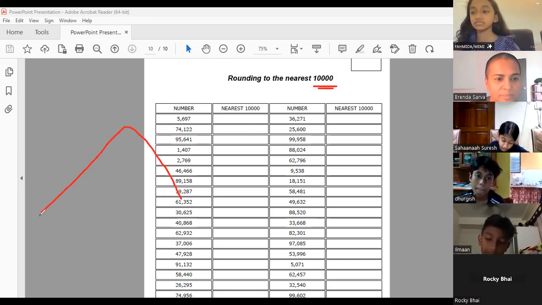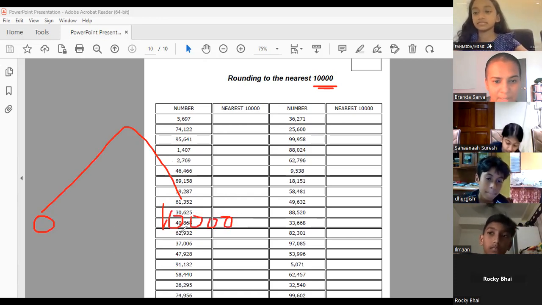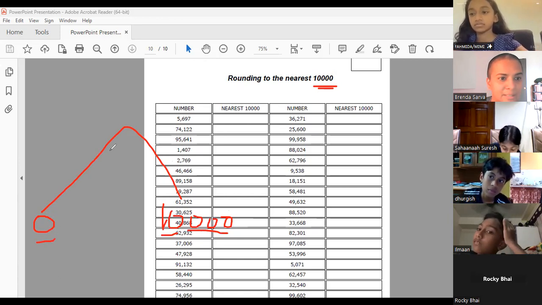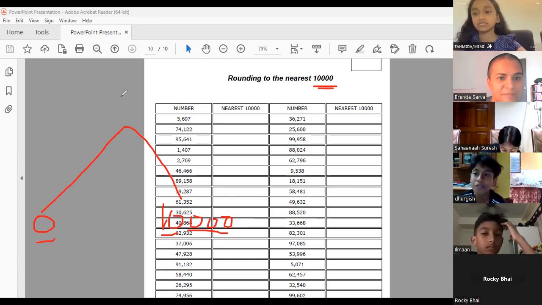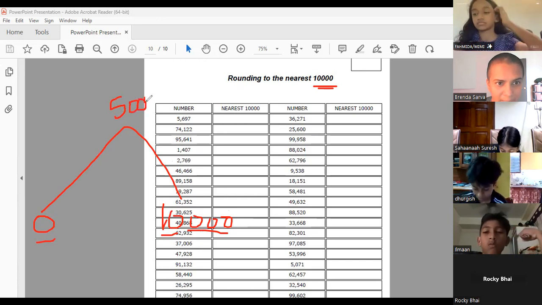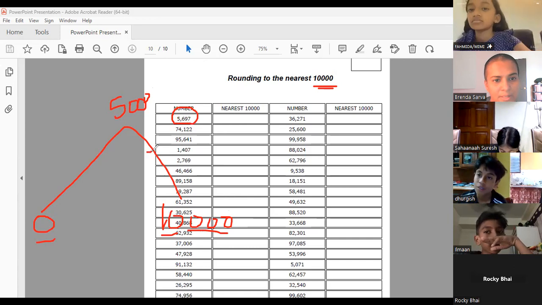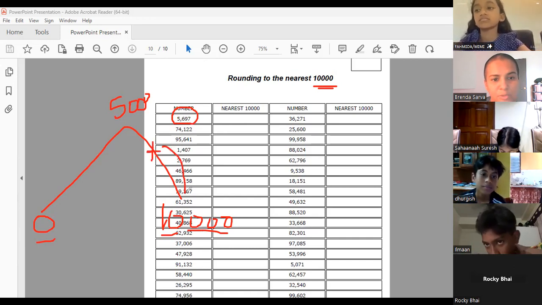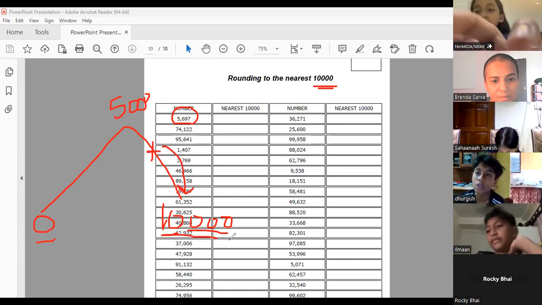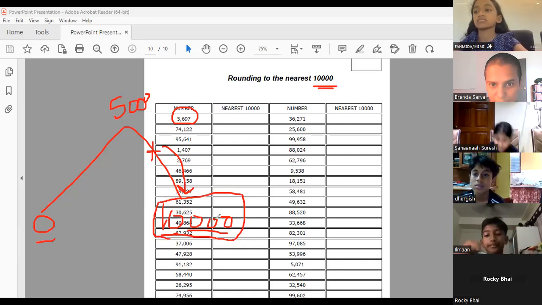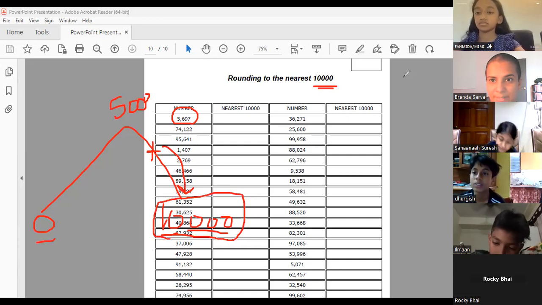So the first hill will be 0 to 10,000. This is 10,000 and this is 0. In the middle would be 5,000. Where is 5,600? Here. So it will go to where? 10,000. Do you understand? Big numbers, huh?